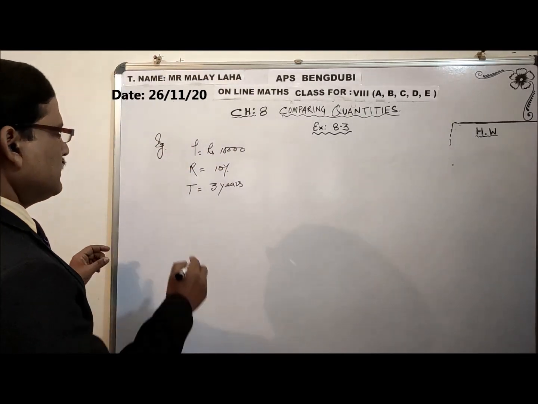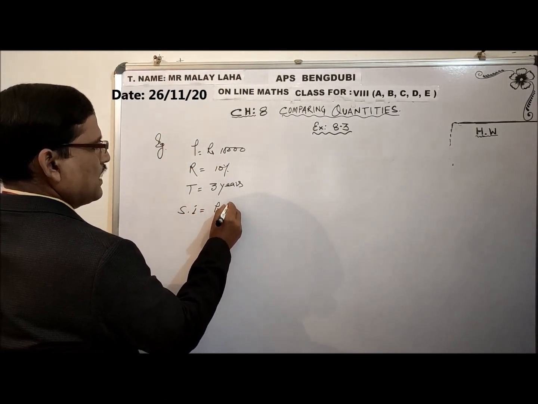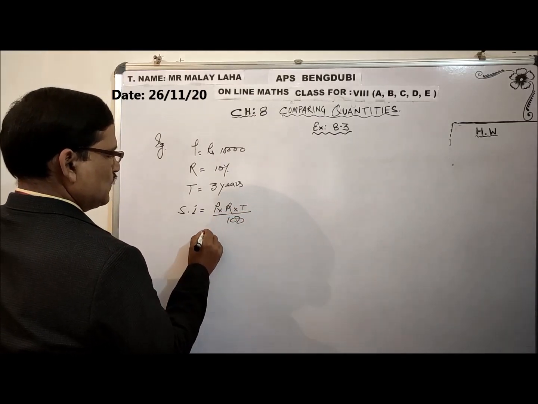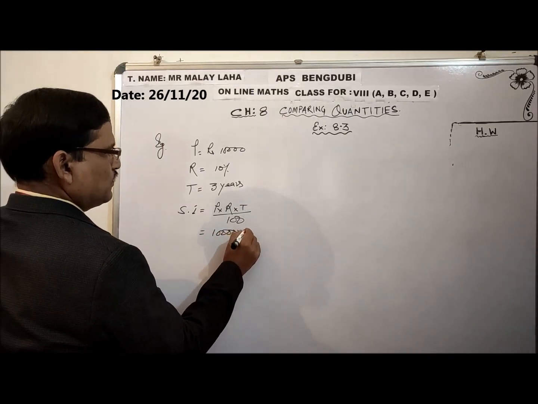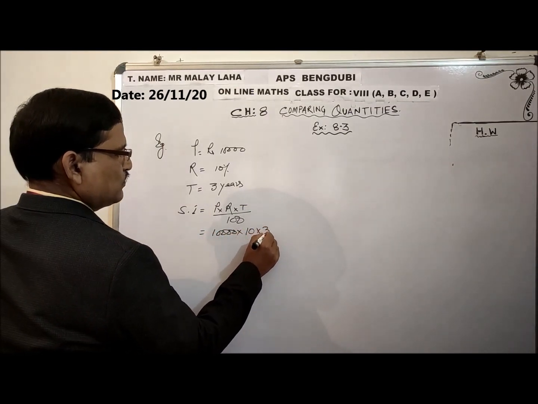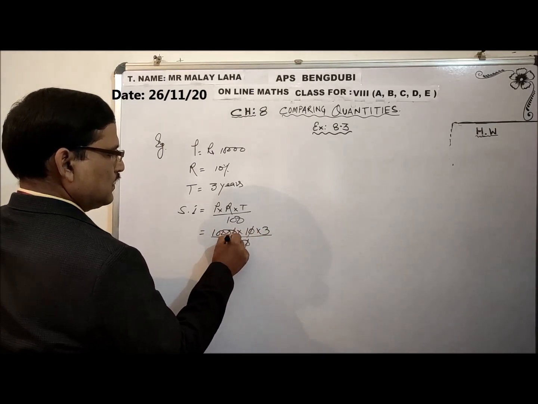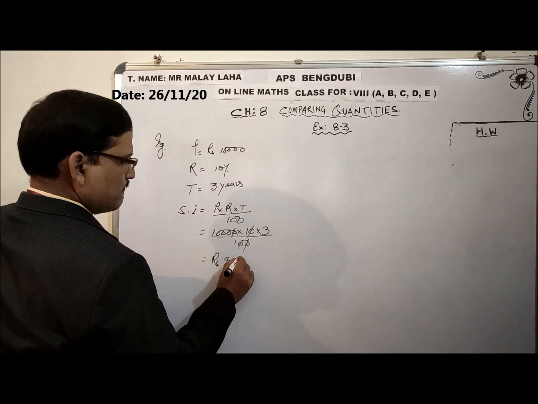Okay. So SI is equal to PRT by 100. So it is coming 10,000 into 10% into 3 years by 100, that equals rupees 3,000.